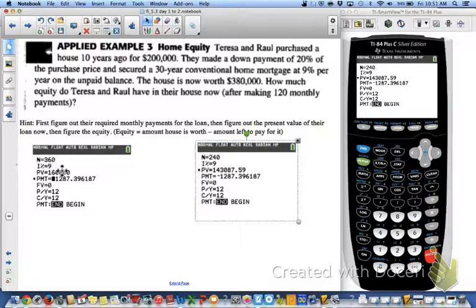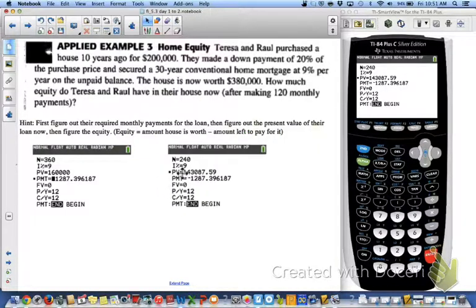Originally they owed 160. They've been making these payments for 10 years, and yes, it's a little depressing because 10 times 1287 is way more than the difference between 160 and 143. Nevertheless, 10 years in, this is how much they owe on it. And now it asked about the equity. So we have to figure out how much they still owe.